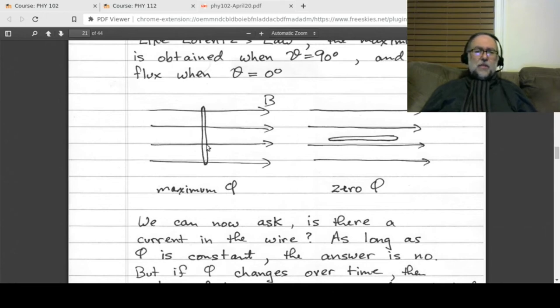And if you think about this loop rotating in there, going from 90 to 0, 90 to 0, in any one complete rotation, it will go from 0 to 90 degrees, or 90 to 0, four times, okay? In other words, it'll go from this orientation to that orientation, and then it'll go from that orientation back to that, and then it'll go from that orientation back to that in one cycle, okay?